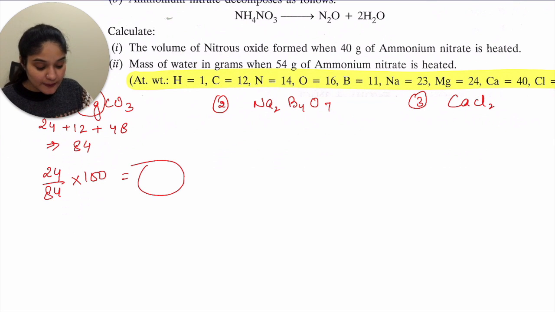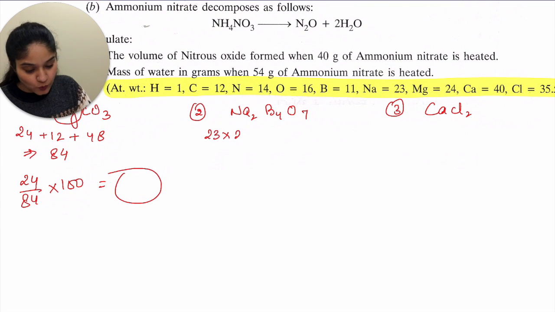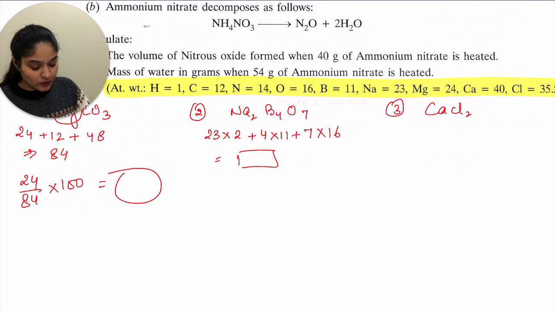Then do the same thing for the second compound, Na2. So how much is Na? It is 23 times 2 plus 4 times 11 plus 7 times 16. So you can solve whatever you get here. So let's say you got XYZ. So then X, you are supposed to calculate for sodium.